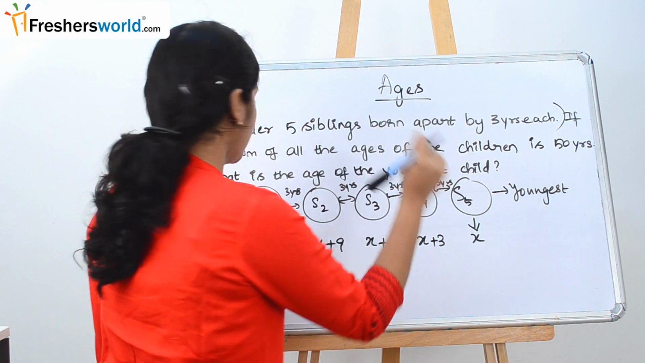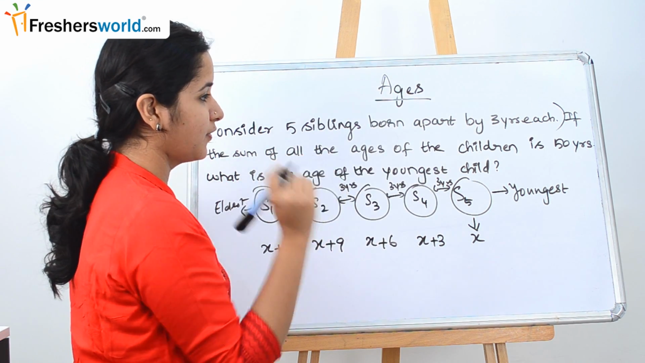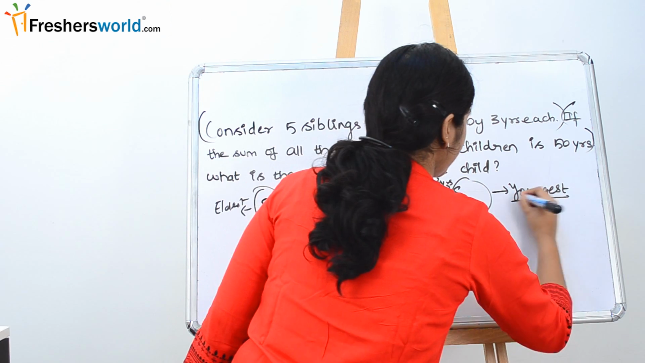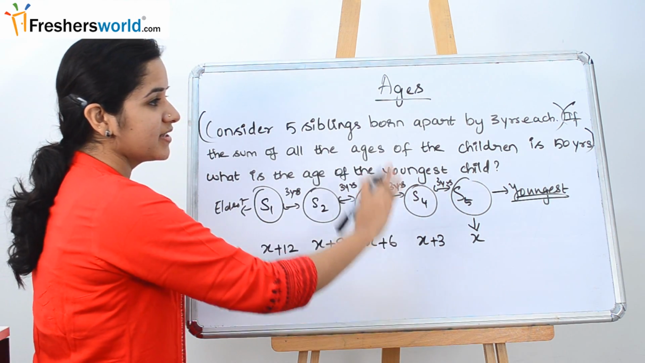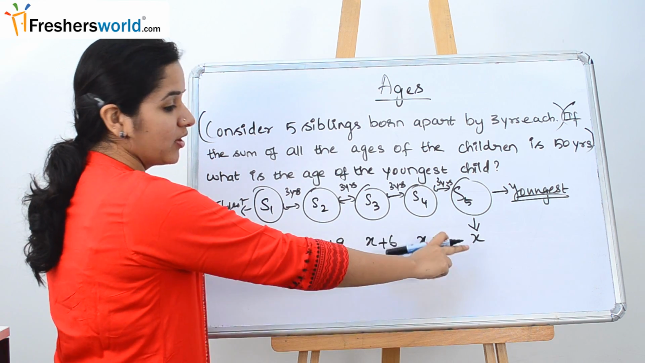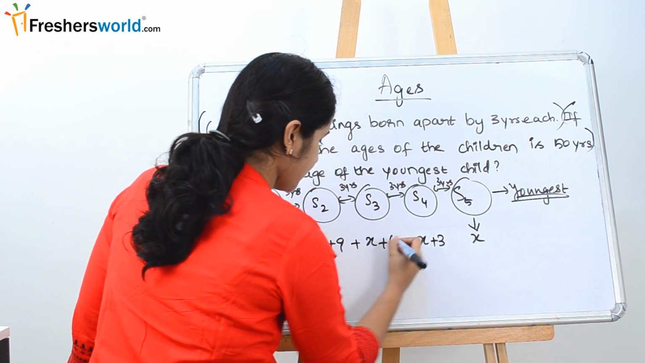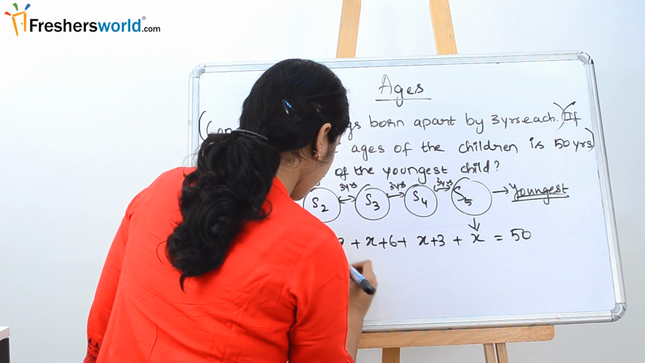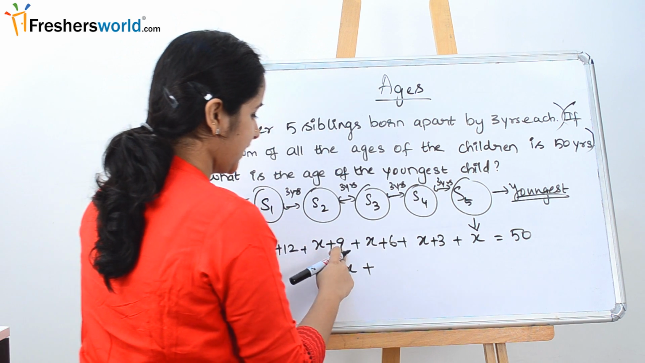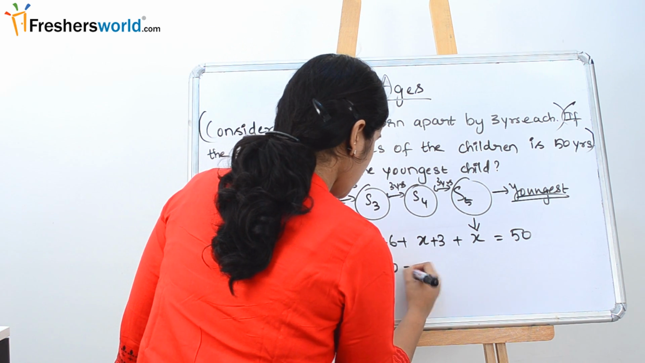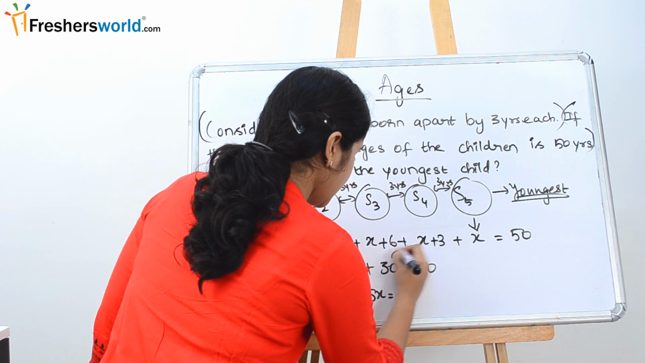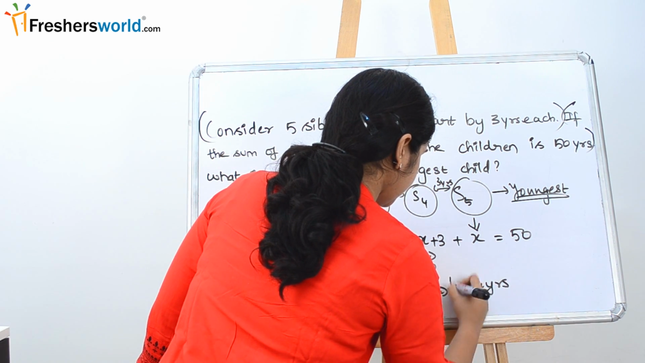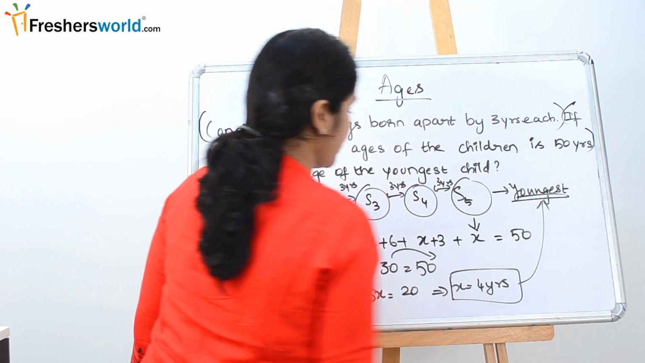Let's go to the next part of the question. If the sum of all the ages of the children is 50 years, what is the age of the youngest child? So what we have to find is the youngest child. Now they are saying the sum of all their ages is 50 years, which means the addition of all this is going to be 50 years. So add it: 1, 2, 3, 4, 5. So 5X plus 12 plus 9, 21, 27, 30 is equal to 50. 5X is equal to 30 taken to that side, so 50 minus 30 is 20 and X is equal to 4 years. So the age of the youngest child is 4 years.